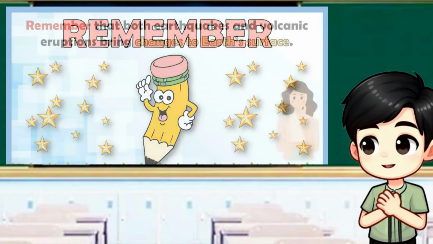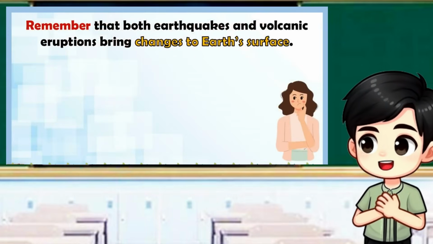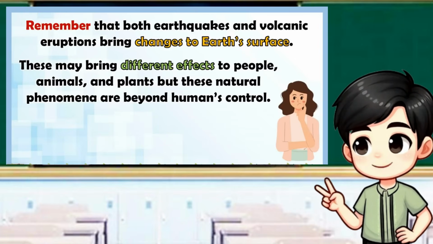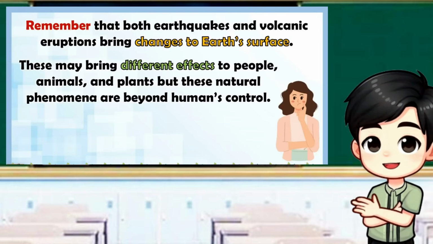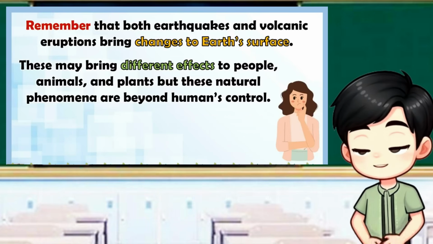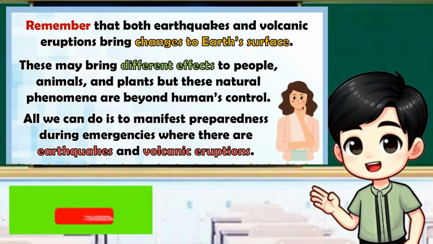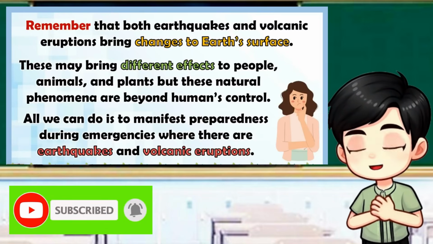Remember that both earthquakes and volcanic eruptions bring changes to Earth's surface. These may bring different effects to people, animals, and plants, but these natural phenomena are beyond humans' control. All we can do is to manifest preparedness during emergencies where there are earthquakes and volcanic eruptions.